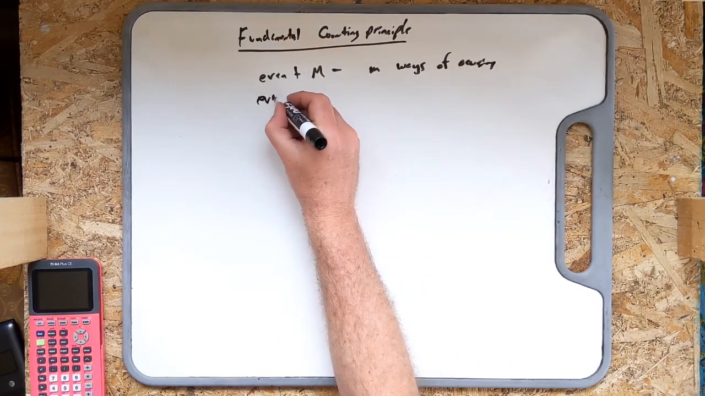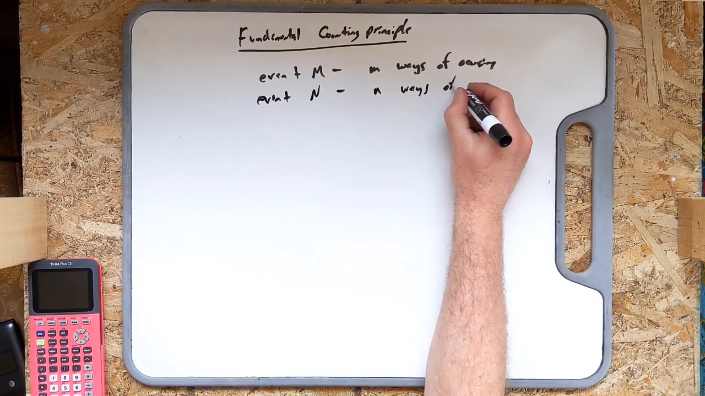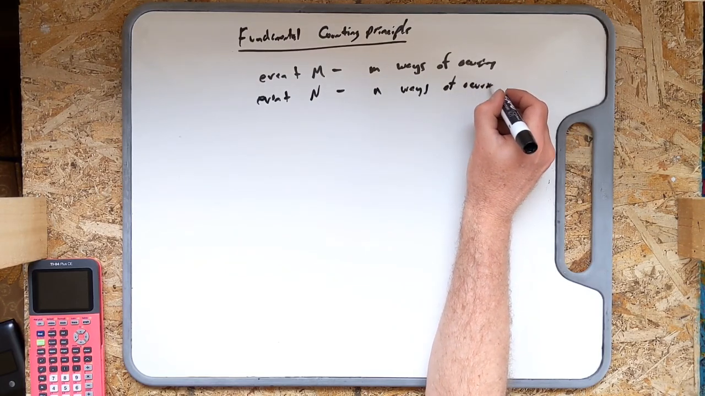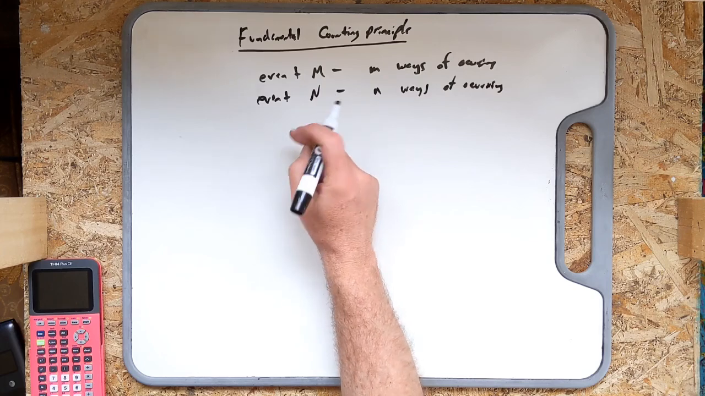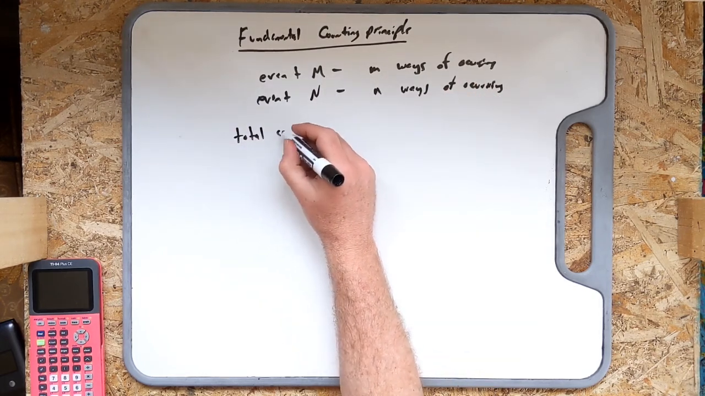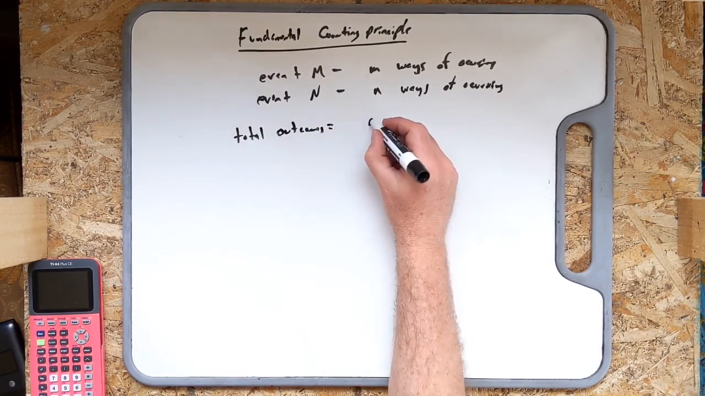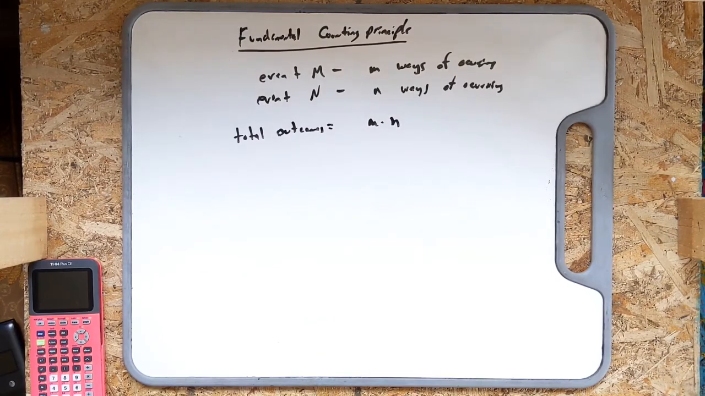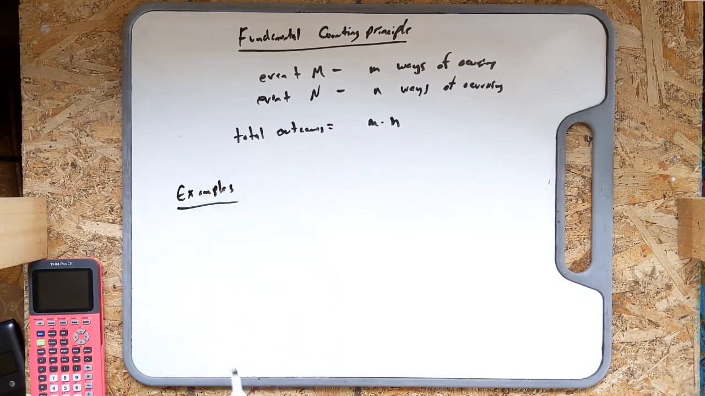And you have another event, we'll call it N, that has N different ways of occurring. The fundamental counting principle basically says that if you want the number of total outcomes of two things occurring, or three things, all you do is multiply the numbers of each of them together. So let me give some examples to make this a little more transparent.